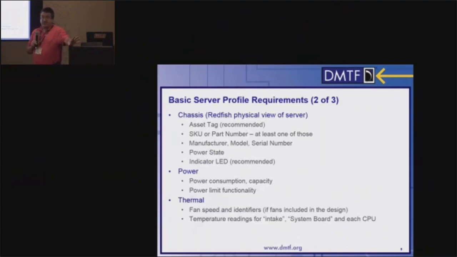So it is not in here because it was not in the machine management spec. Power limit is in there, so a single power cap, power limit function is there. On the thermal side, fan speeds and the identifiers, find out what your fan number is. That is there. And like I said previously, there's a minimum of three temperature sensors required. You need to have an intake, the system level or a system board sensor, and then one on each of the CPUs.